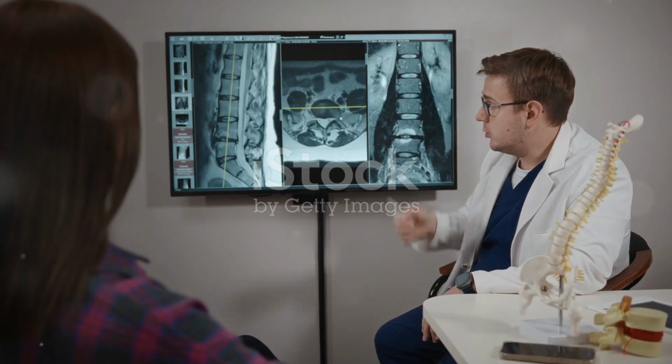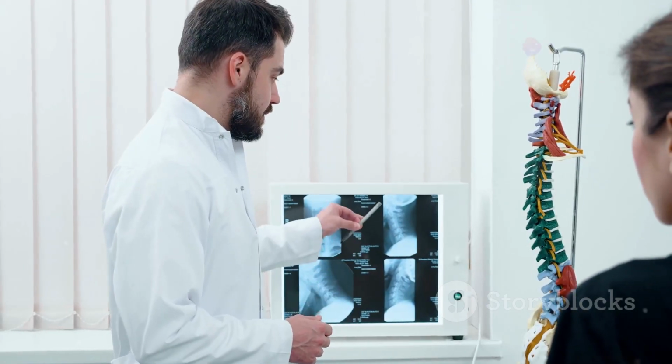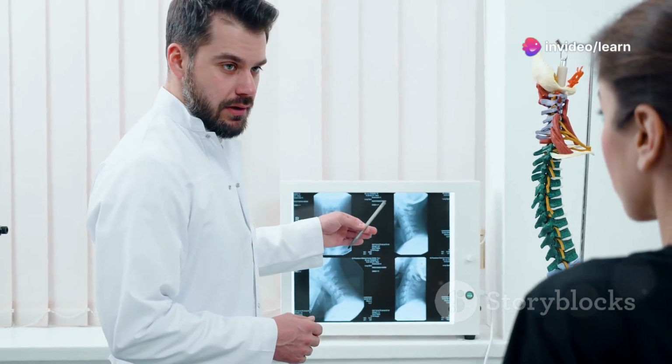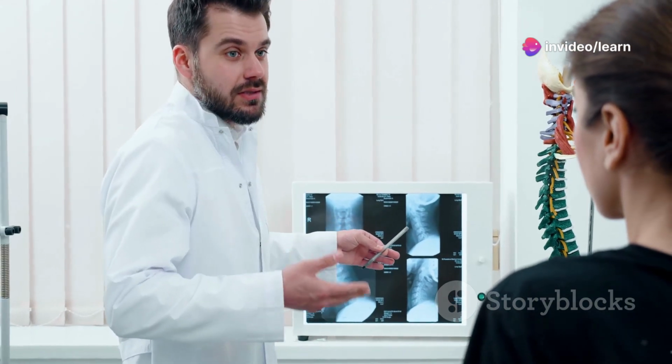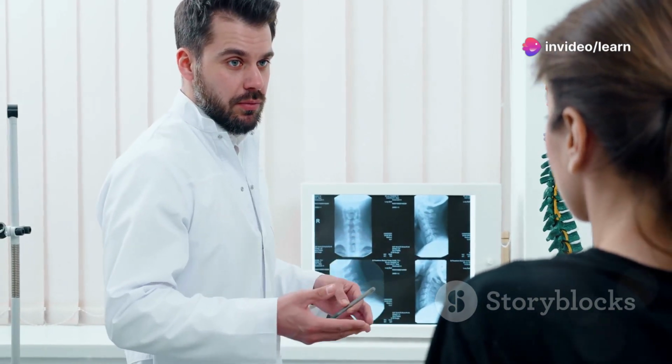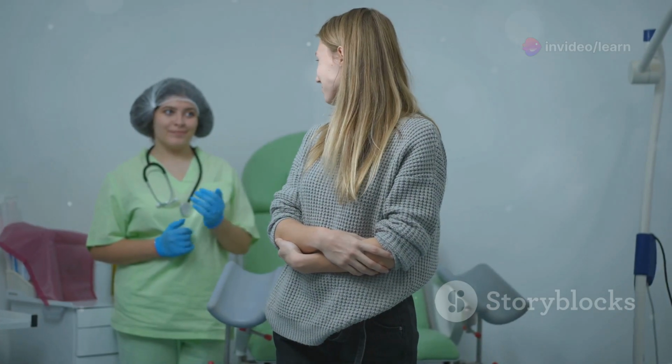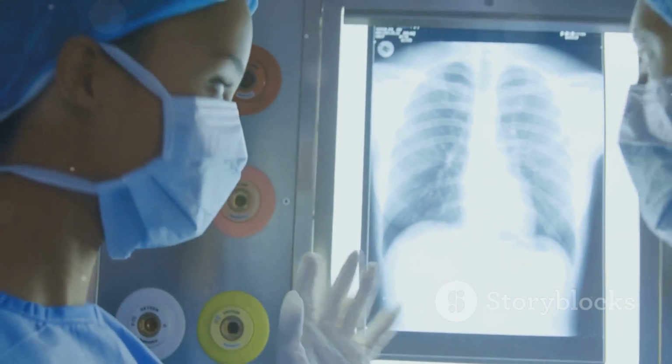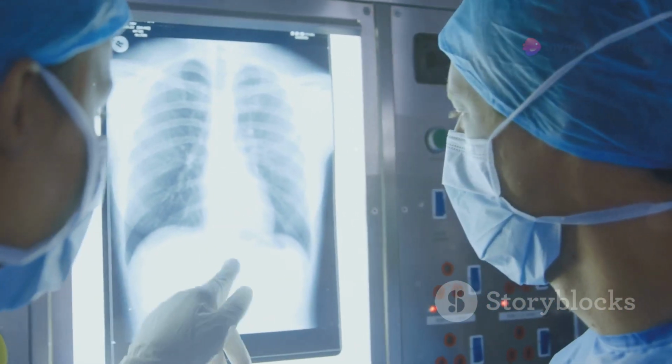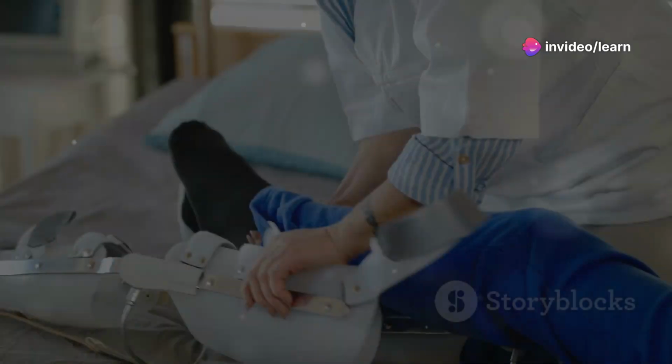Treatment options, from observation to surgery. Treatment for scoliosis depends on several factors, including the severity of the curve, the patient's age, and the likelihood of the curve worsening. For mild cases, observation and regular checkups might be sufficient. This allows the healthcare provider to monitor the curve's progression and intervene if necessary.